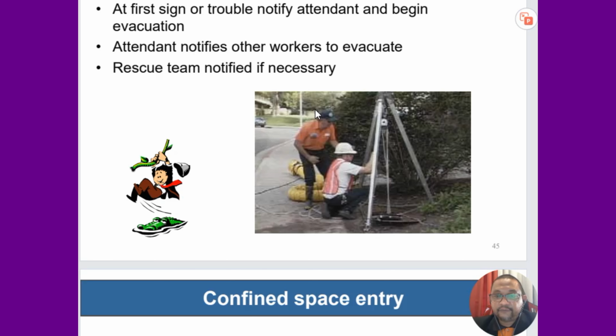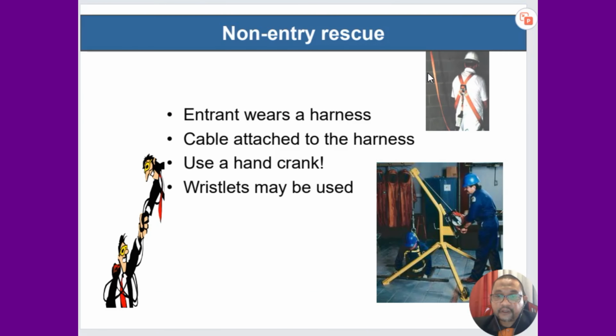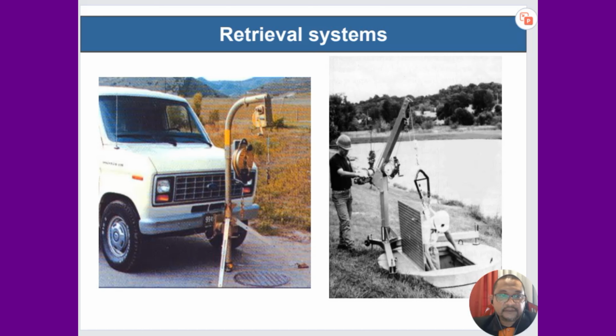Number nine is entry procedures. Follow these steps during the confined space entry. Complete and review the permit. Test and monitor air quality. Set up and ensure proper ventilation. Equip entrants with necessary PPE, confirm communication systems are working, ensure the attendant and supervisor are ready and informed, and proceed with entry while continuously monitoring for any changes in hazards.